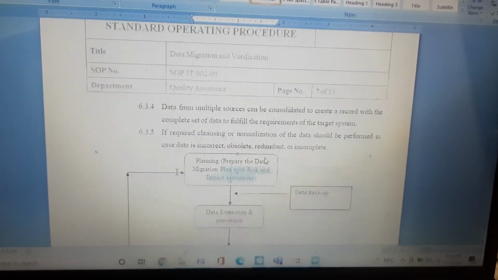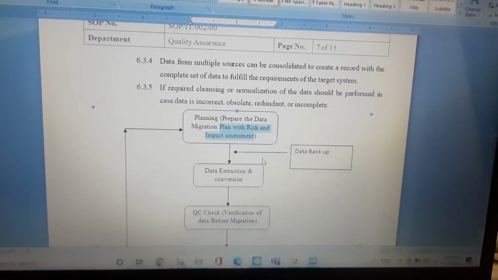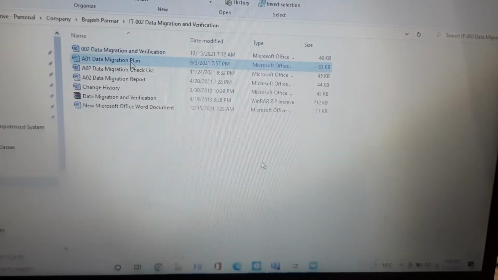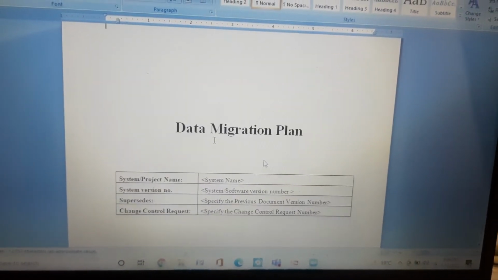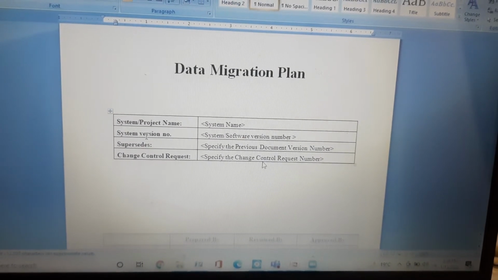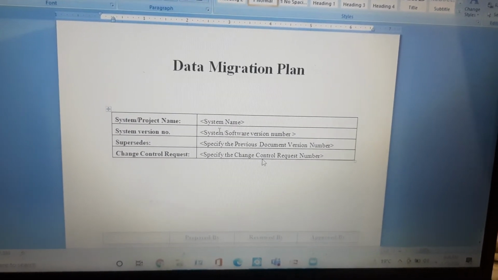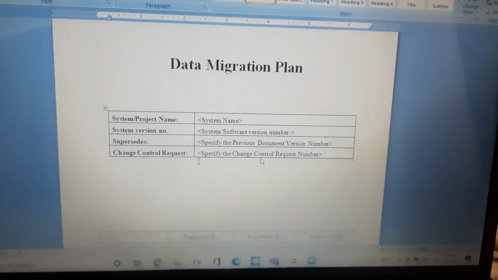So let's discuss the data migration things actually. I'll open a data migration plan so that we can understand how we should proceed with it. So prepare the data migration plan, mention the system name, system version number, super system, change request number.